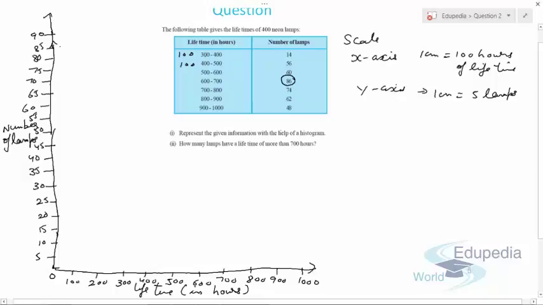Now, for the first, it starts from 300 to 400. So this means we need to draw the kink. So let's draw the kink over here. So this is 300 to 400 and the number of lamps is 14. So this will come over here. So this will be the data, right? Then 400 to 500, it is 56. So this will come somewhere over here. So this means we need to draw the data over here. Then 500 to 600, it is 60. So this means this is the data point.